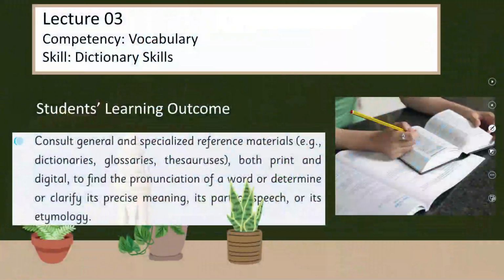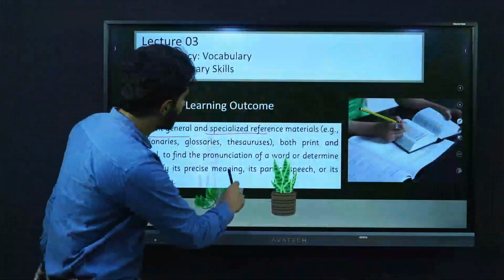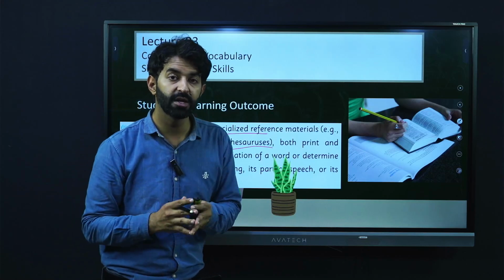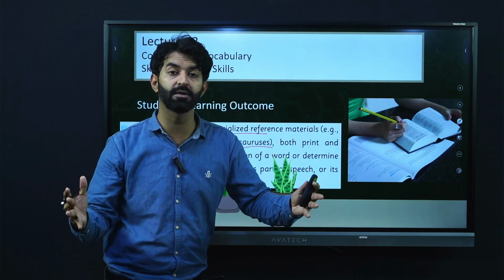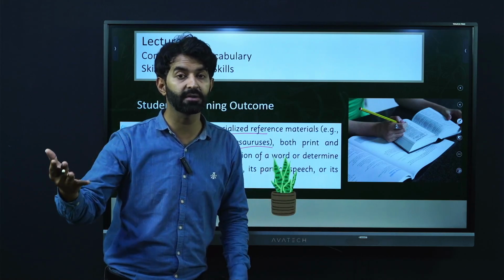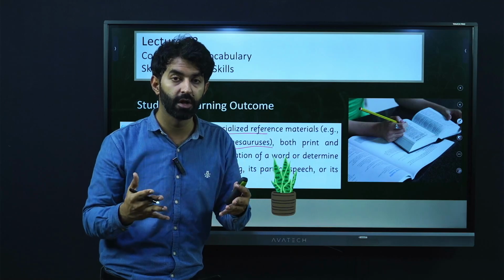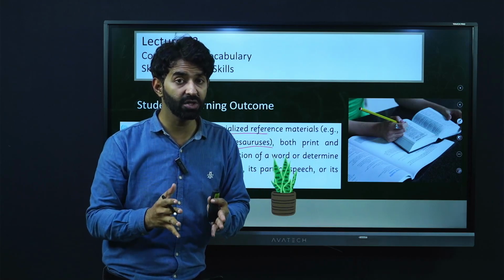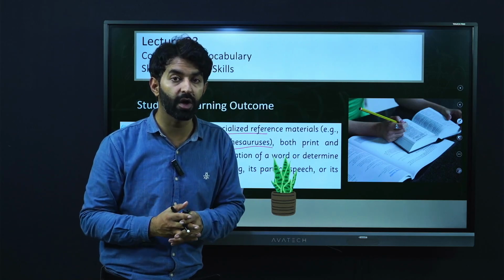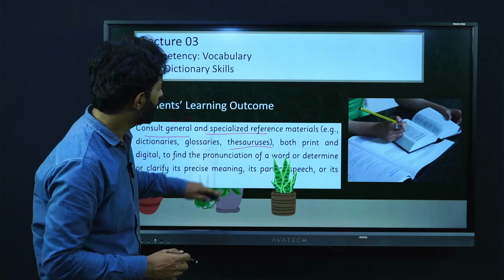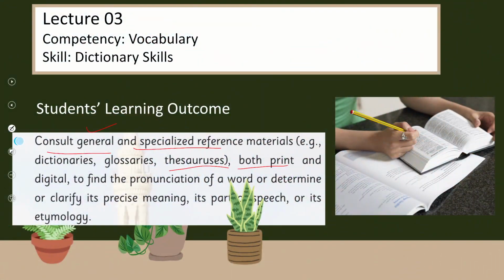See. We consulted our general and specialized reference materials. You can also look for thesauruses. The thesaurus actually contains all the synonyms, the similar meanings, and the antonyms, the opposite meanings of one word. All of them are in that collection. You can buy a thesaurus or get one online. So we looked at both print and digital to find the pronunciation of a word or clarify its precise meaning. We did it using an example. We looked for its parts of speech and also its etymology.